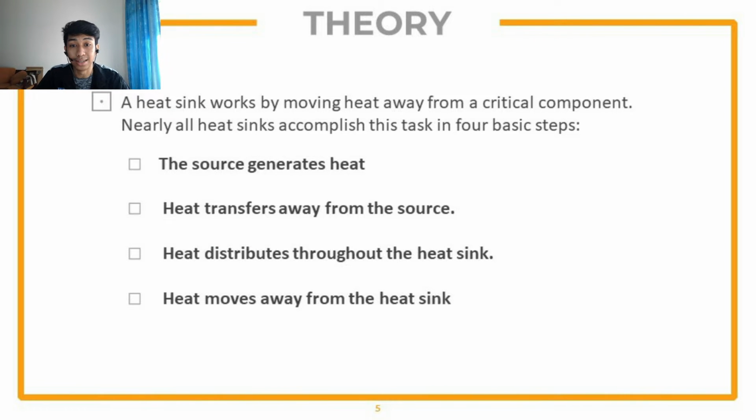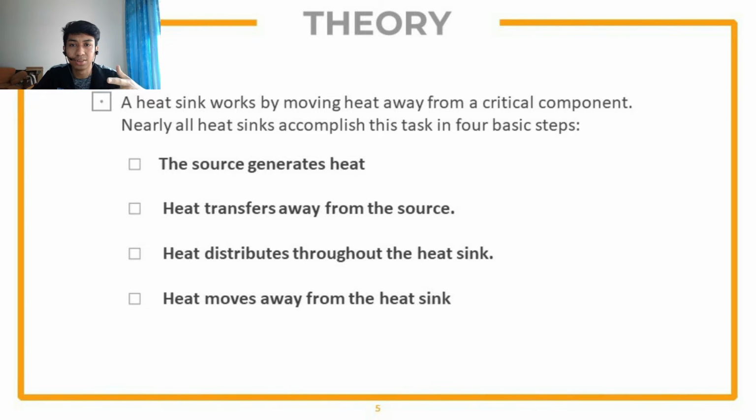So, how does a heat sink work? A heat sink works by moving heat away from a critical component. Nearly all heat sinks accomplish this task in four basic steps. First is the source that generates heat. It's basically any system that creates heat and requires the removal of said heat to function correctly, such as solar, nuclear, chemical, and etc.